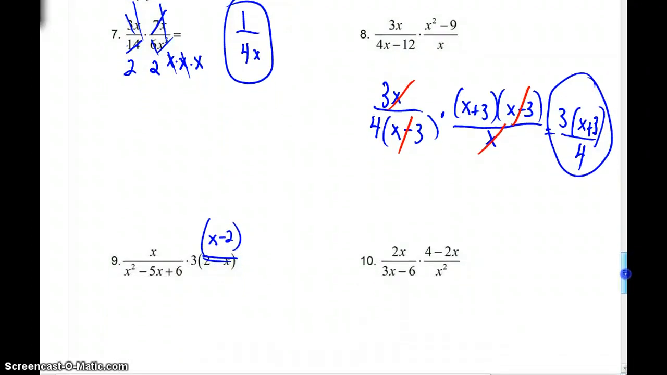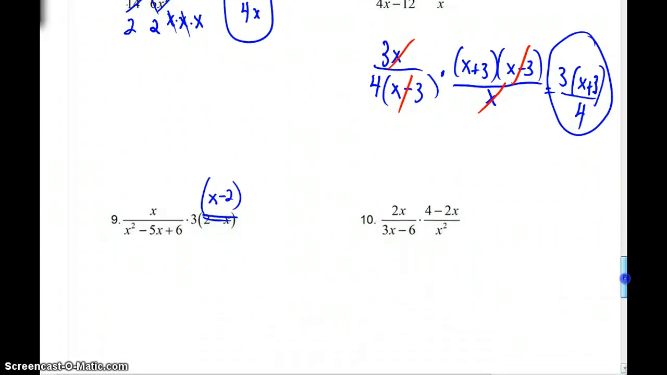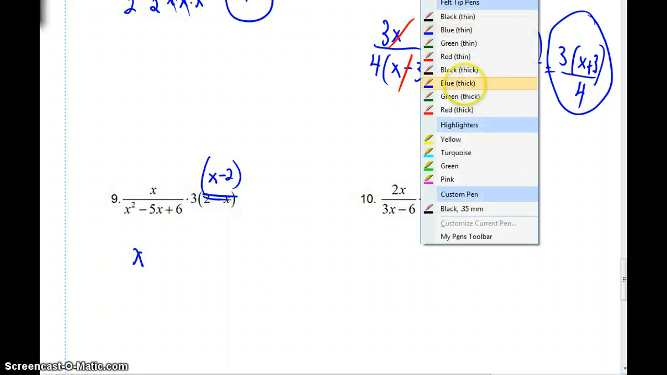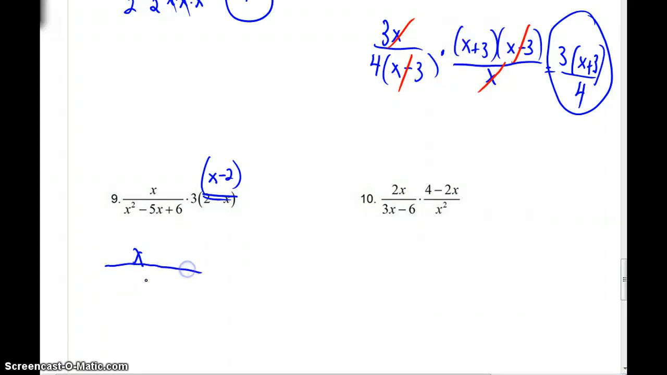Okay, wrapping things up, the last 2 problems. Let's change number 9 to x minus 2 before we even begin the problem. Let's very quickly take a look at this denominator down below. X squared minus 5x plus 6. We're going to have to add to negative 5. We're going to have to multiply to a 6. Why not try a 3 and a 2? And we can do that.